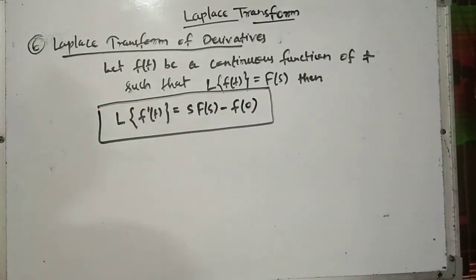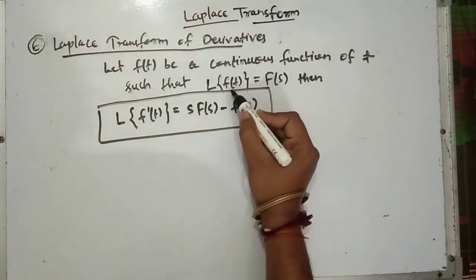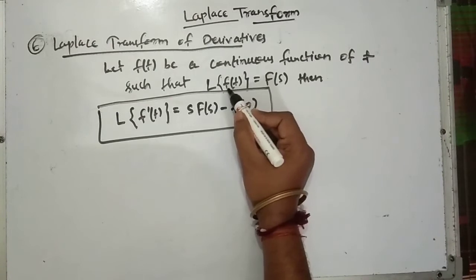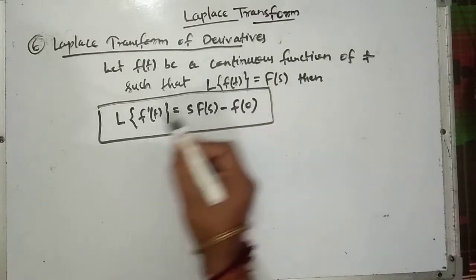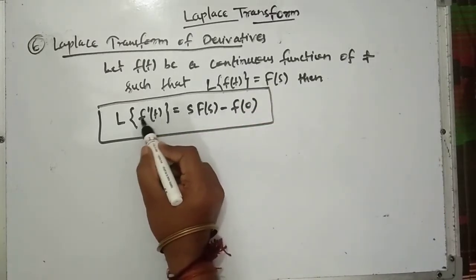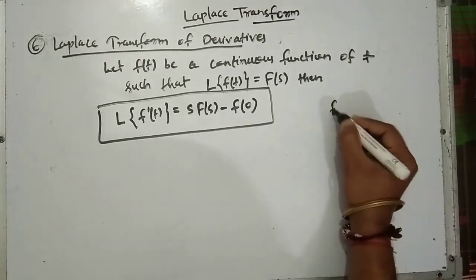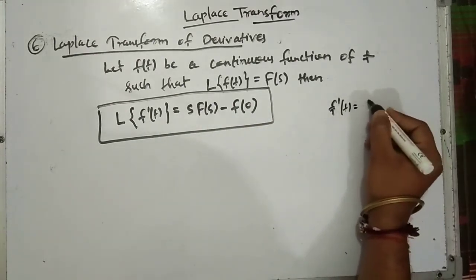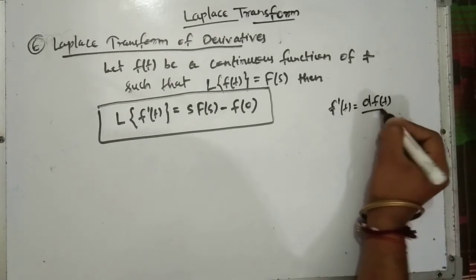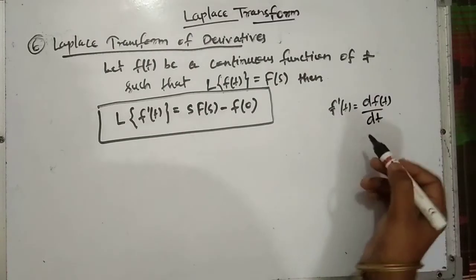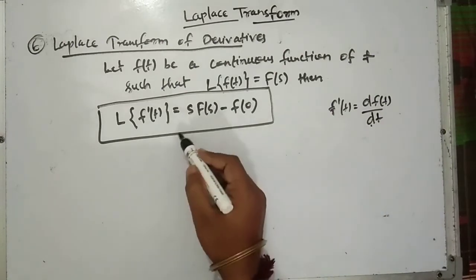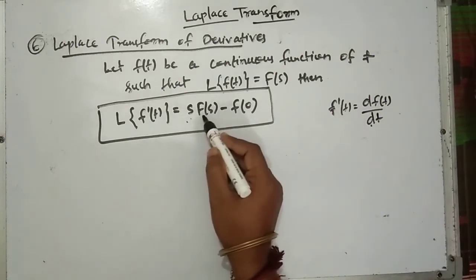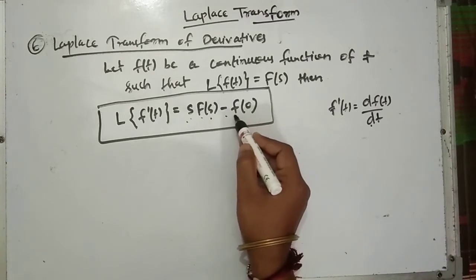If you are given the time domain signal or time domain function f(t), then the Laplace transform of f dash t. What is f dash t? f dash t is nothing but the derivative of f(t), that means d of f(t) by dt. So we have to find the Laplace transform of d of f(t) by dt, which is given by s into F(s) minus a small f(0).